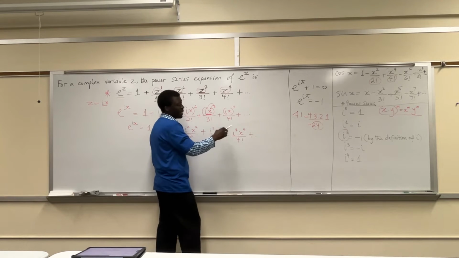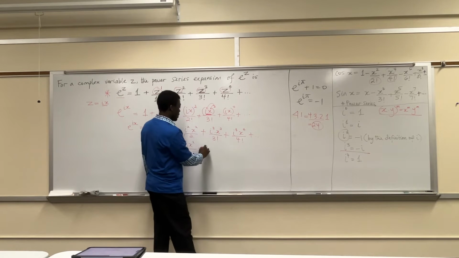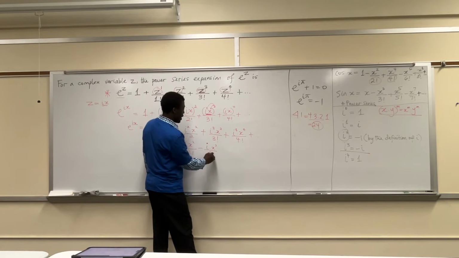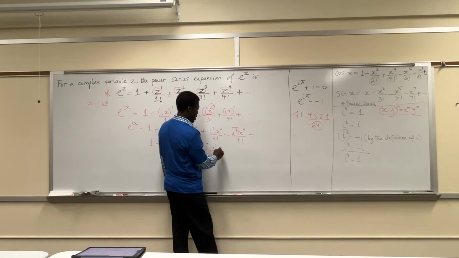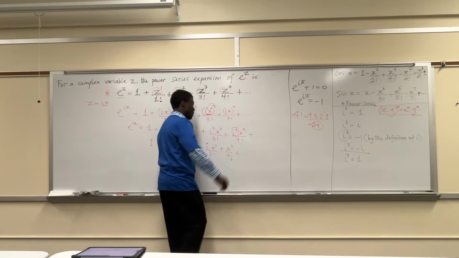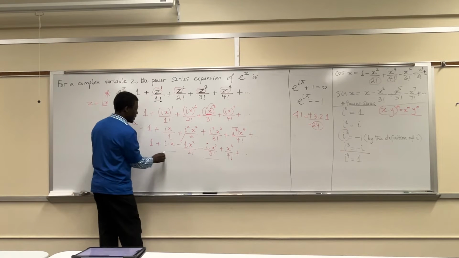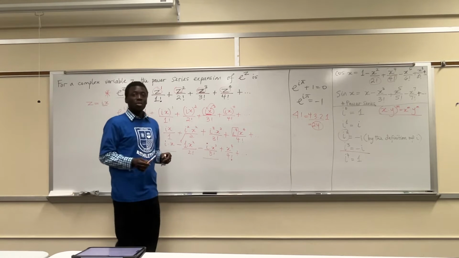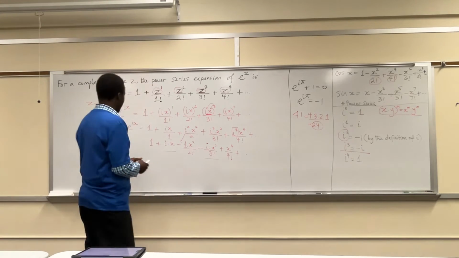This part just stays. Remember, i to the third is negative i. So that becomes negative i times x cubed over 3 factorial. This part becomes 1, right? So x to the fourth over 4 factorial plus, okay, there's going to be a pattern here. But notice that some of these have i's and some of them don't. So let's split them off, the ones that have i's and the ones that don't have i's.